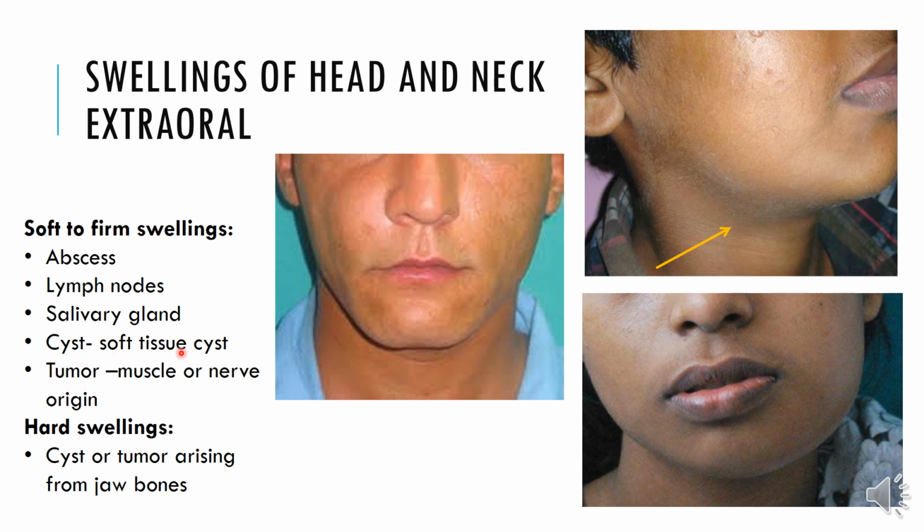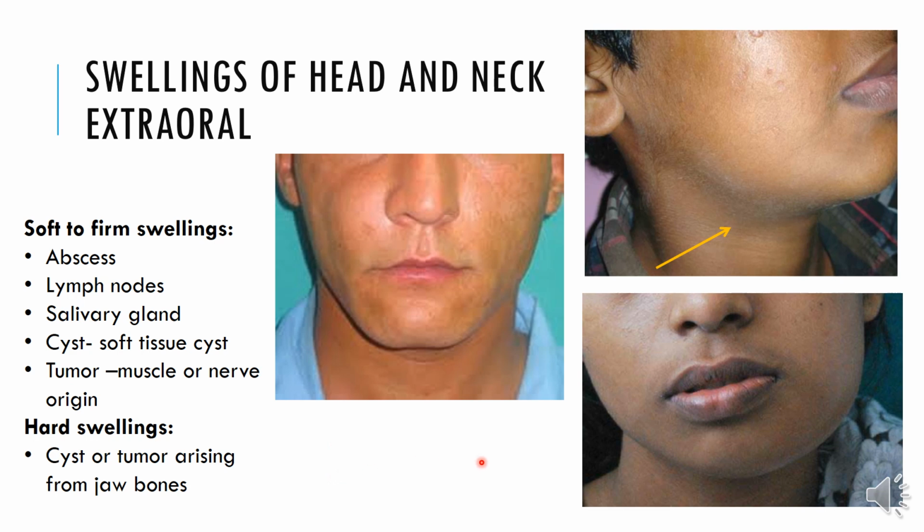It could be a soft tissue cyst, if it is located in that area, a tumor, or a muscle or nerve origin tumor. If it's a hard swelling, it could be a cyst or tumor arising from jaw and bones. For example, the swelling that is seen in the cheek here of this patient could be an ameloblastoma, for example, or even this, which is arising from the maxillary sinus area here, obliterating the ala of the nose, giving you the idea that it could be a swelling arising from the maxilla or the sinus itself. So that is how you come about with differential diagnosis of head and neck swellings.